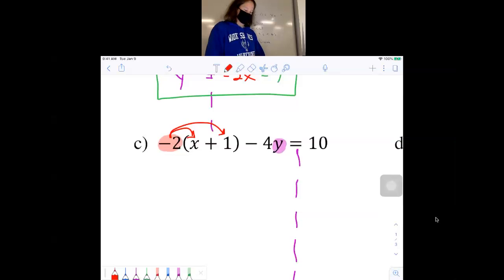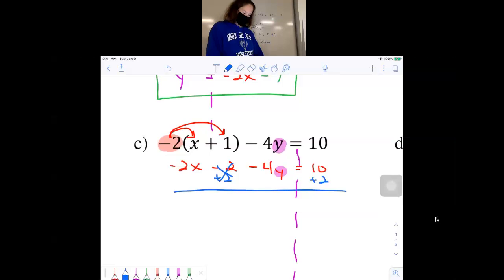What do I get? I'm just going to write -2, but yes, plus -2 is also correct. Then I still have this -4y equals 10. My y is still right here. That hasn't changed. Do I have any like terms? No. So let's add 2 to both sides. That definitely helps because there's less over there with y. So I have -2x minus 4y equals 12.